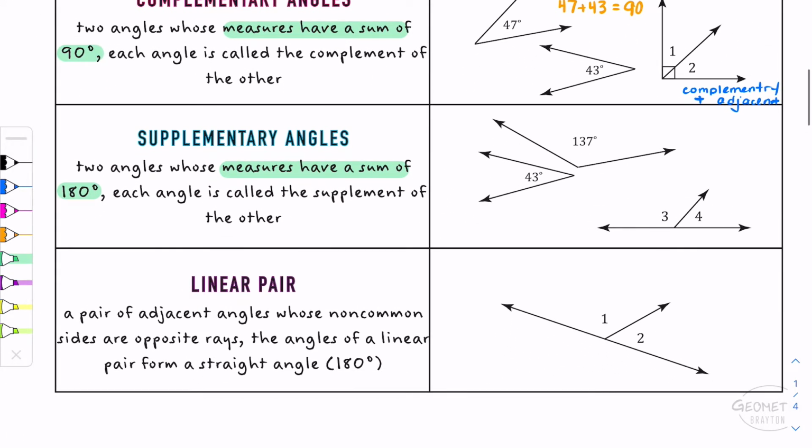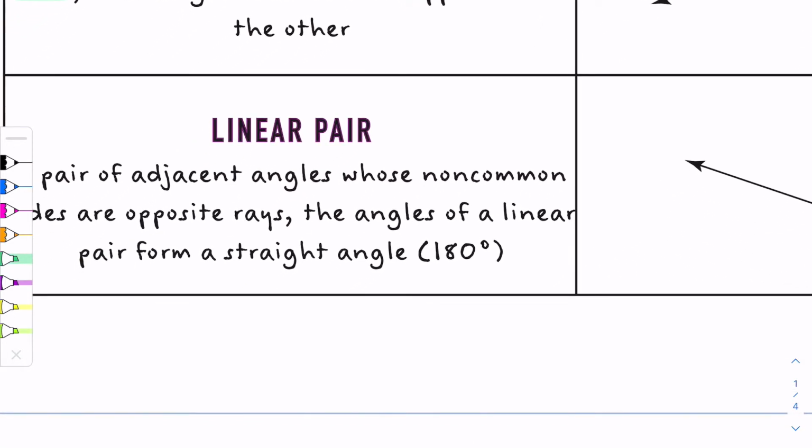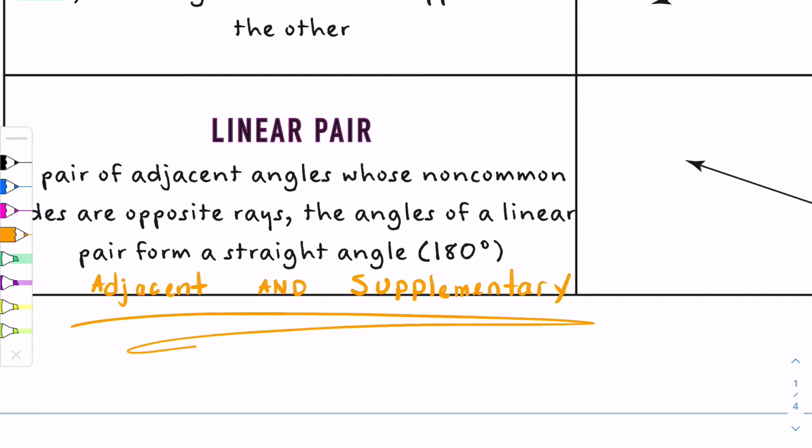And the last relationship that we're going over is a linear pair. A linear pair is a pair of adjacent angles whose non-common sides are opposite rays. The angles of a linear pair form a straight angle. So a linear pair has to fit two things. It has to be adjacent, and it has to be supplementary. Those two things have to be true.